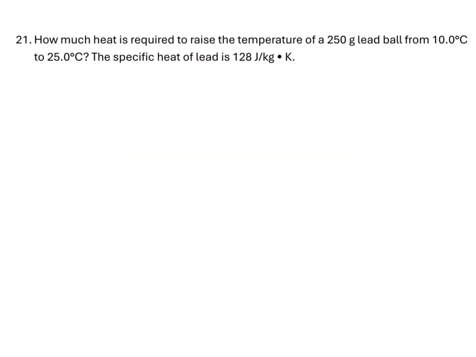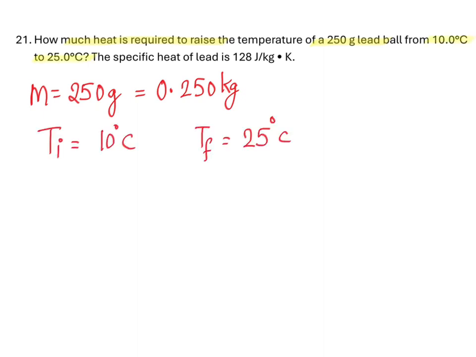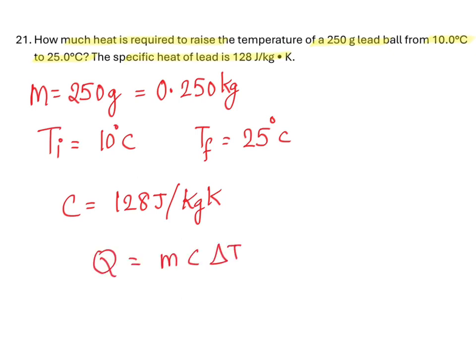How much heat is required to raise the temperature of a 250 gram lead ball from 10 degrees Celsius to 25 degrees Celsius? The specific heat of lead is 128 joule per kg Kelvin. So the mass is given as 250 gram, which we will convert to kg, and the temperatures are given to us, initial and final. We can write that. Its specific heat capacity is also given to us, which is 128. It's asking how much heat, that means Q is being asked.